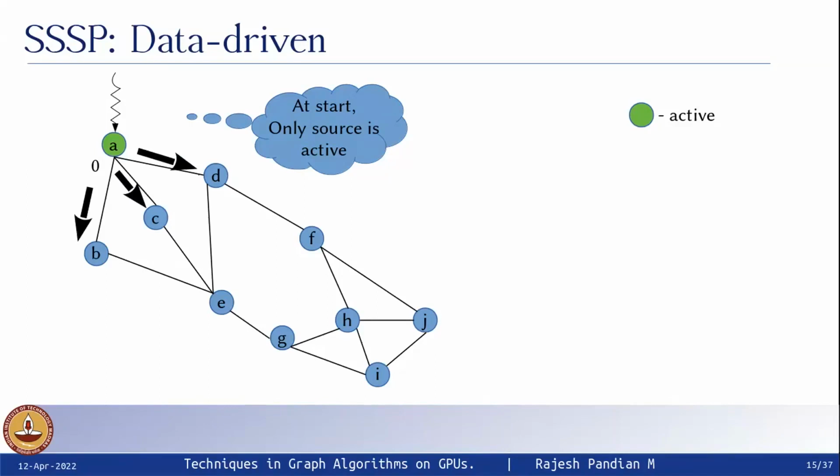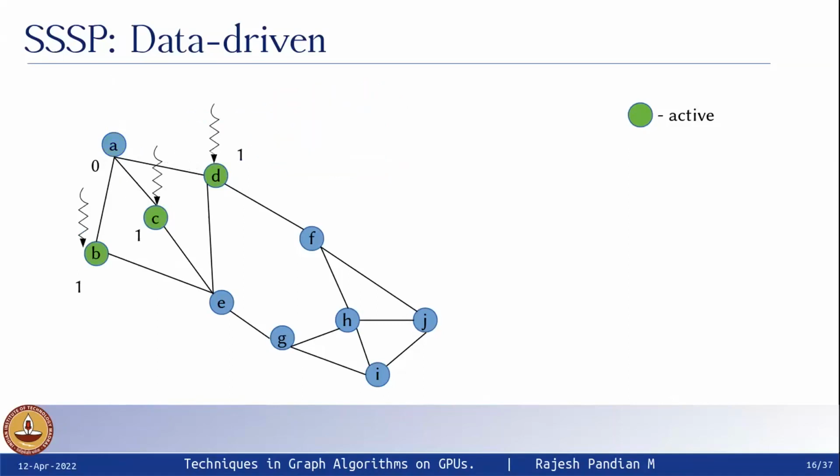So in some way it pushes the distance information from itself to all the neighbors. Once it has pushed, the neighbors now become active vertices. So now we should be launching as many threads as the number of active nodes for the next iteration. This is the operator formulation, which I showed you a couple of slides ago.